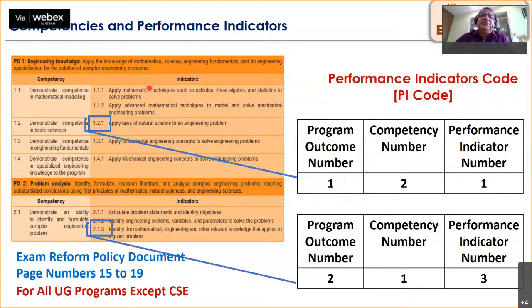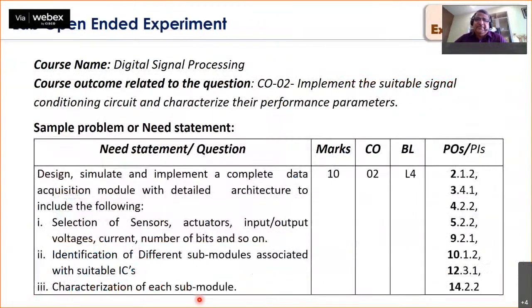Okay. Suppose I ask a question on electrical engineering, which uses knowledge of concepts of mechanical engineering to solve. In that case, PI code will be 1.4.1. Even if you use the application of electrical engineering concept, then also it is 1.4.1, like that. Whereas CSE students, in the model question paper you have to mention the PI code. So UG CSE students will refer to page numbers 29 to 33.